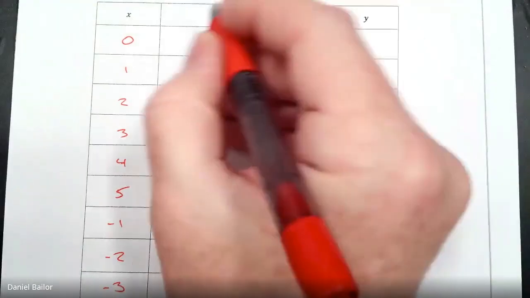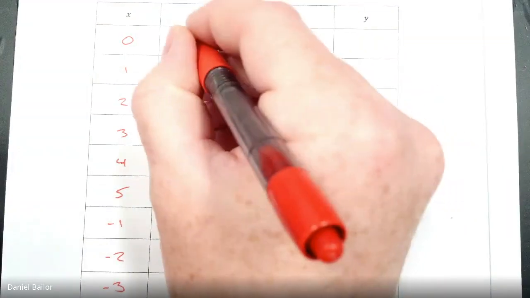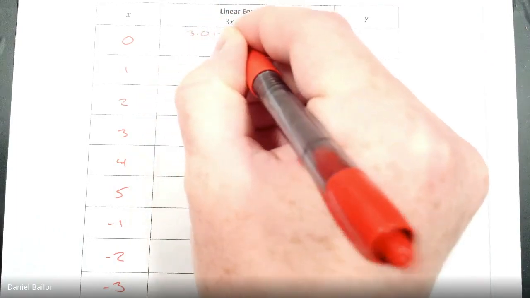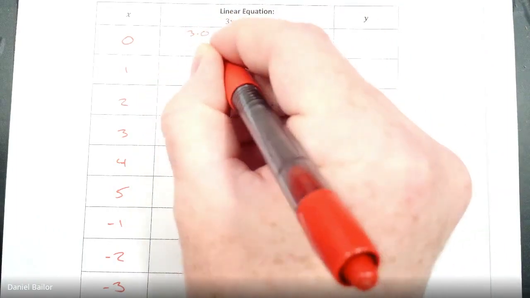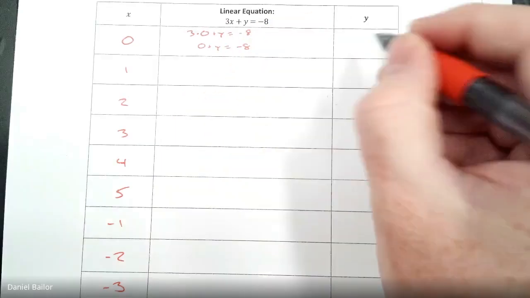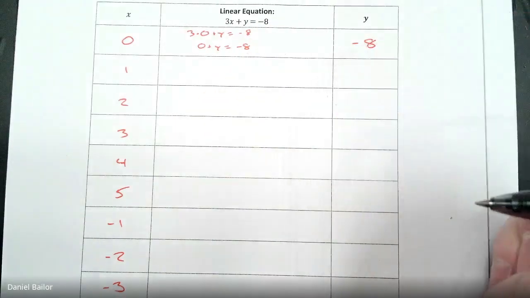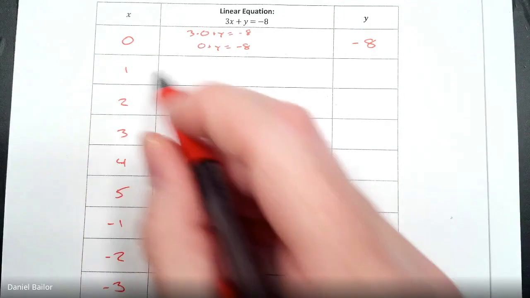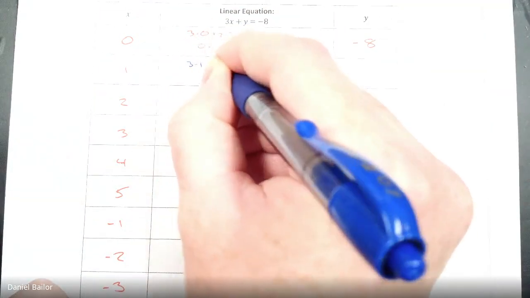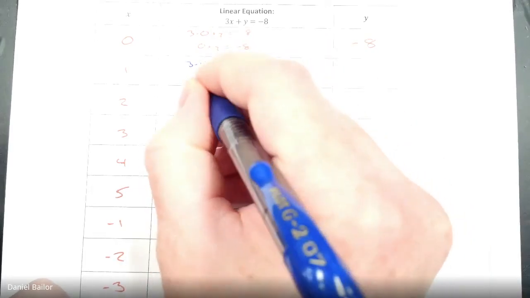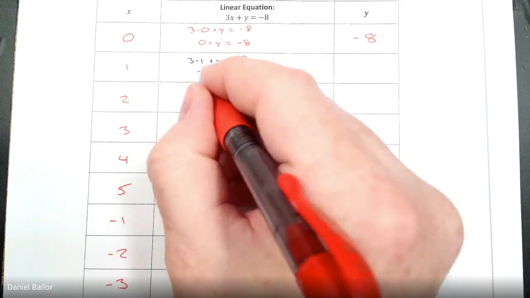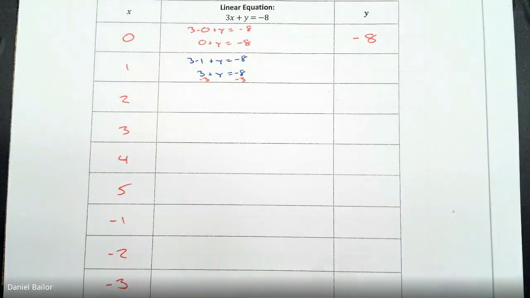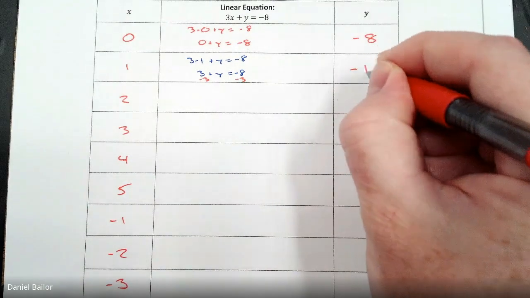So 3x plus y is 3 times 0 plus y equals -8. We get 0 plus y equals -8. So y is going to be -8. For x is 1, we get 3 times 1 plus y equals -8. That's 3 plus y equals -8. And remember, subtraction property of equality, take it away from both sides, we find out that y equals -11.